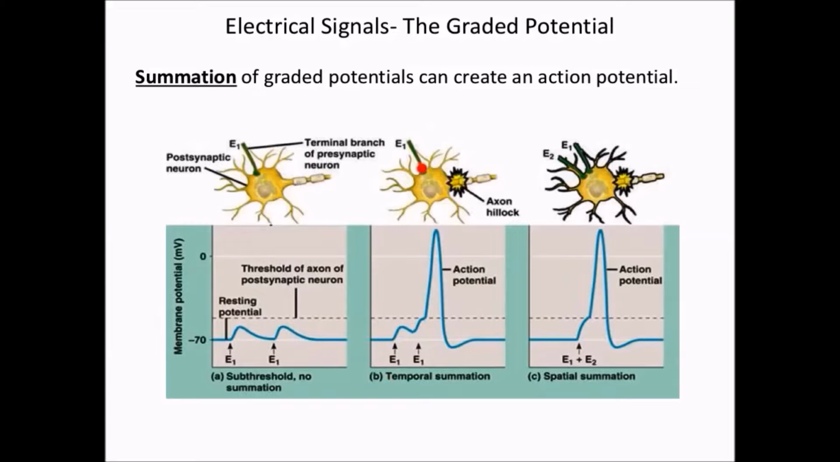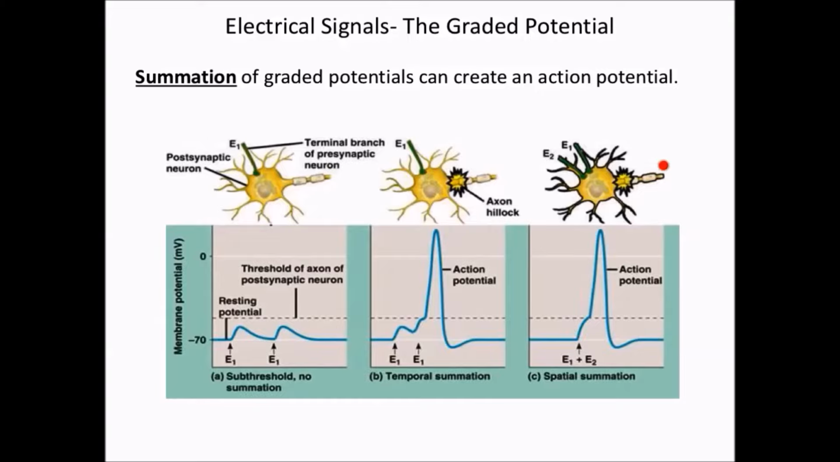E1, the presynaptic neuron, is sending an impulse, and it's continually sending an impulse, rapid-fire style, to the yellow postsynaptic neuron. And by sending this impulse rapidly, the graded potentials are never allowed to rest, and what happens is they actually summate, or add upon one another, until those graded potentials reach threshold and an action potential is created. This type of summation is called temporal summation.